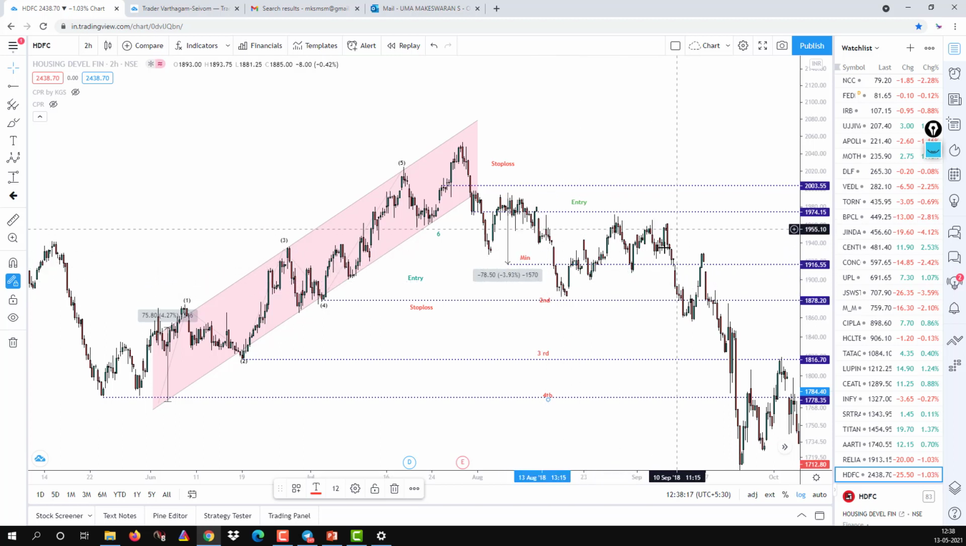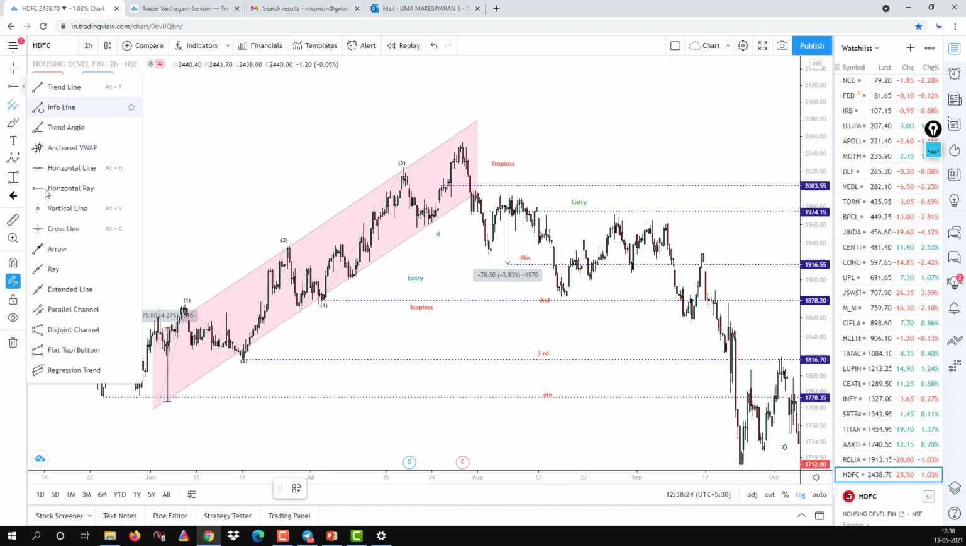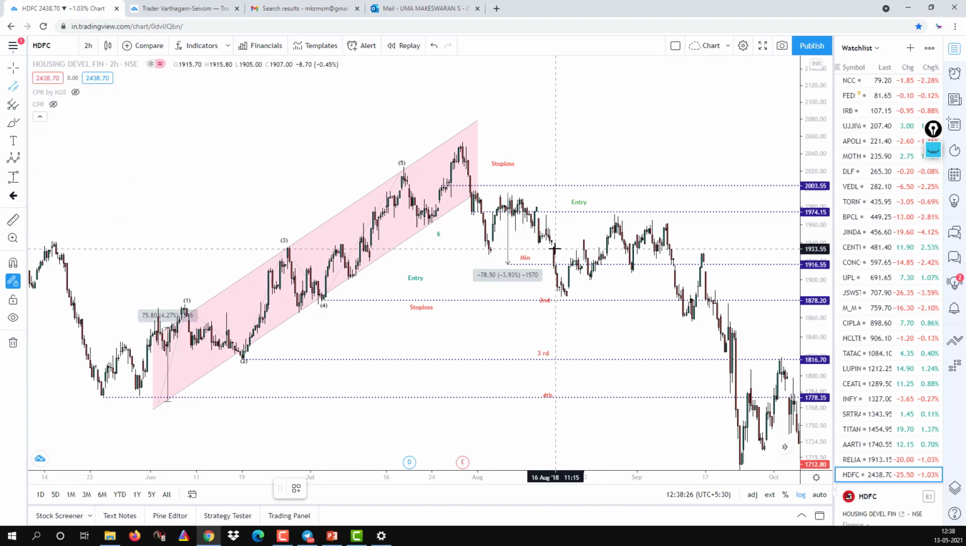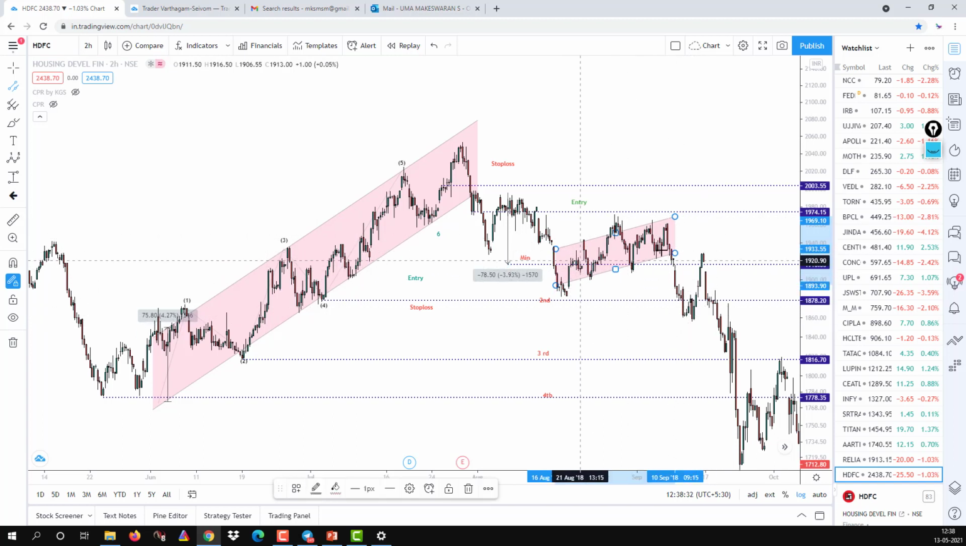So in here it reversed and it made a small channel pattern here, and finally it gives the breakout. See, within this zone it is very difficult to take the trade, so we can wait for the next breakout. We can take entry here. If you book the profit here, we can take the entry here, and we can place the target based on the previous swings.